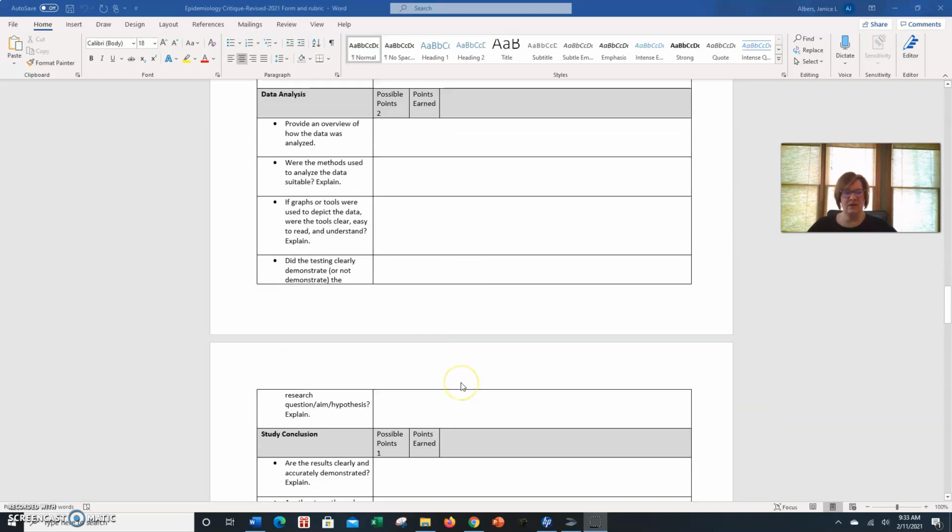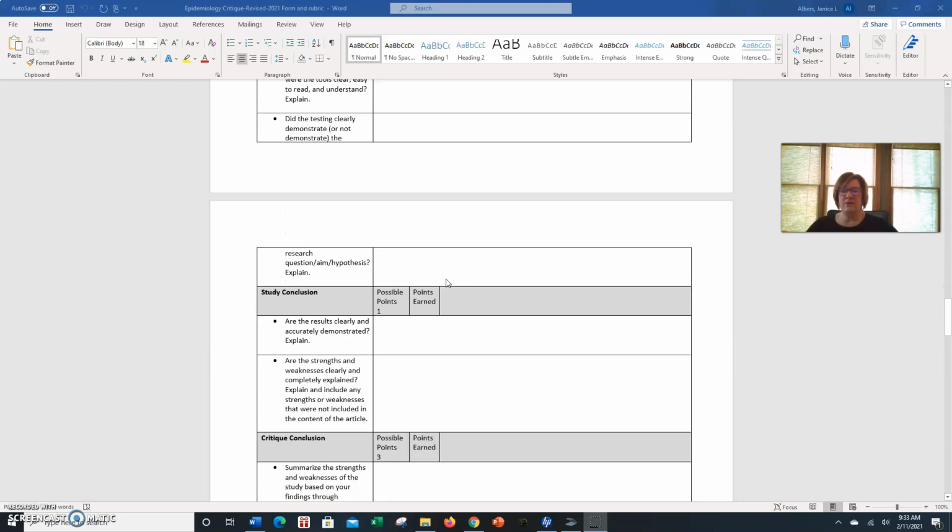And then getting into data analysis, was it appropriate for the study type? Were the methods used suitable? What kind of graphs or tools were included? And did they depict the data very clearly? Was it easy to understand? Did the data or the results clearly demonstrate the question, aim, or hypothesis?